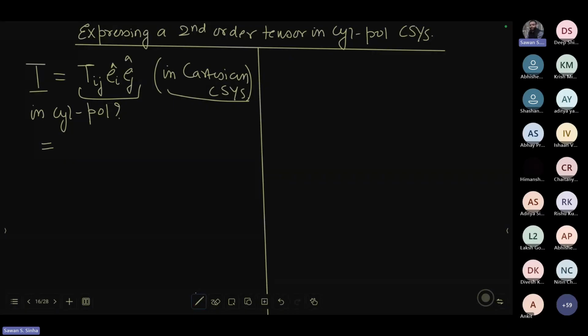Again, we will have to use dyads. Dyads constructed with the unit vectors of cylindrical polar coordinate system. Right? Dyads like ER ER, ER E theta, ER EZ, and so on. 9 such dyads will be created, and thus the full expression of T, a second order tensor, would be like this. And I will have to spend time writing everything here, because I am not using index notation anymore.